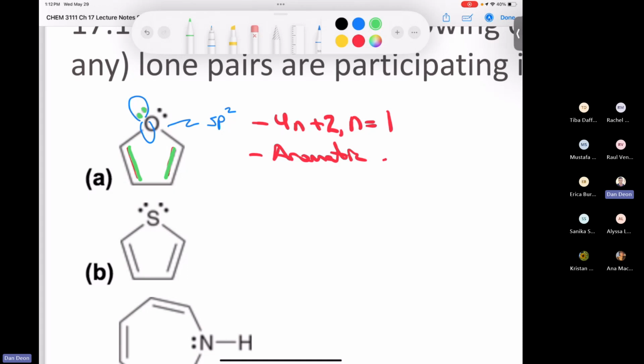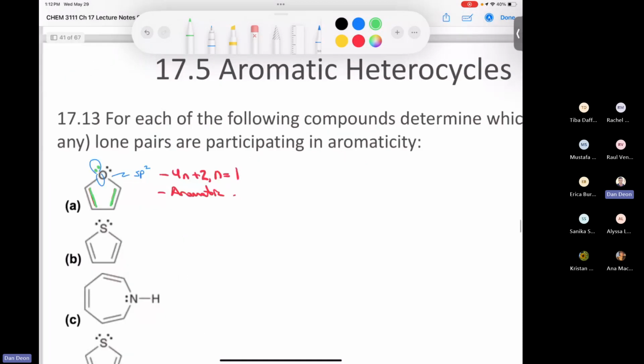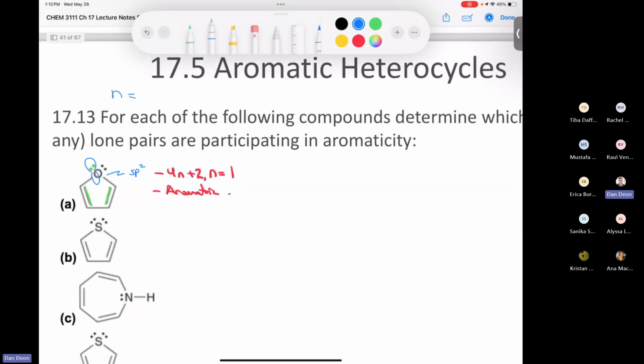Somebody just asked me, what does the n represent? The n is just an integer. n can be 0, 1, 2, 3, 4, 5, 6, all the way up to infinity, I suppose. Well, maybe not. But anyhow, it's just a number. When you plug any of these numbers into this formula, and that formula spits out the number of electrons in your continuously overlapping system of p orbitals, if it fits the formula, then it's aromatic. Does that help? It's just a number, nothing more than that.